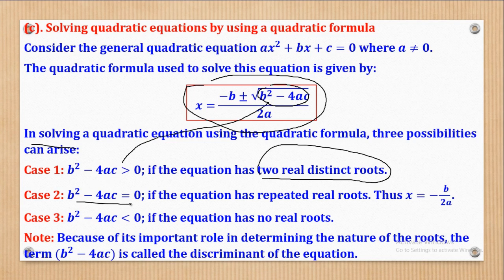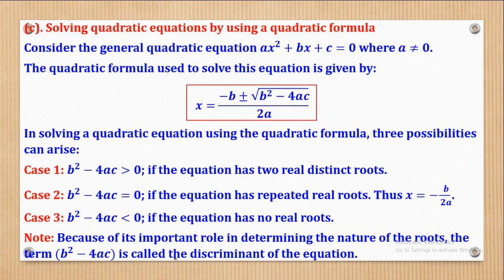If it is equal to 0, it implies that the equation has repeated roots, and they're given by this formula, -b over 2a. Because the whole of this has gone away, we remain with -b in the numerator and 2a in the denominator. Then when this is less than 0, it implies the equation has no real roots. Because of its important role in determining the nature of roots, this term is called the discriminant of the equation.